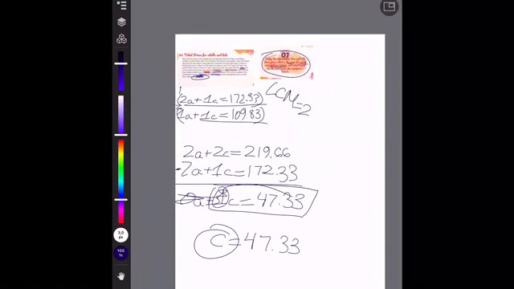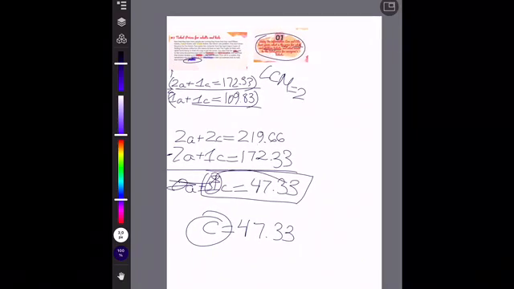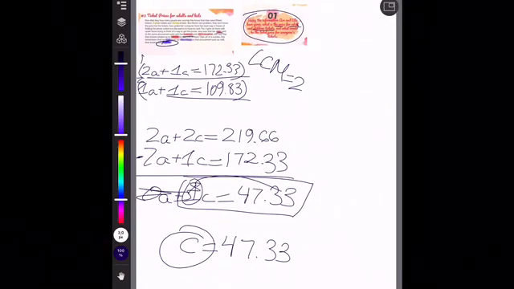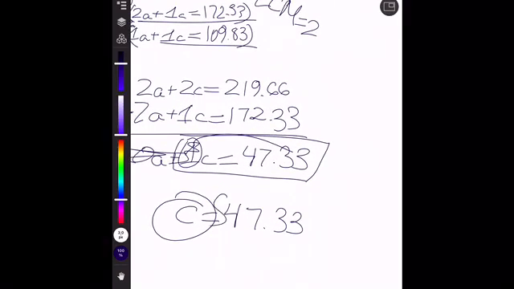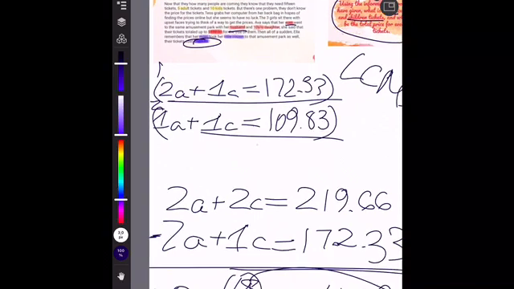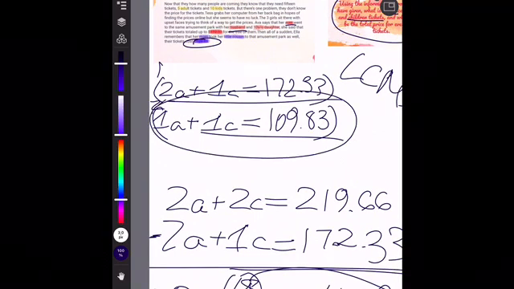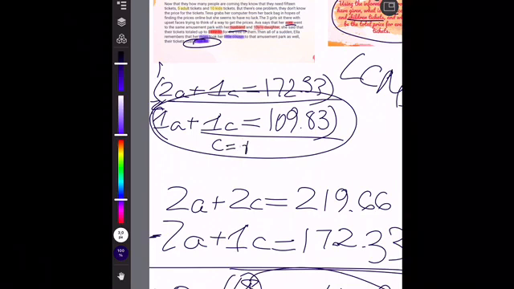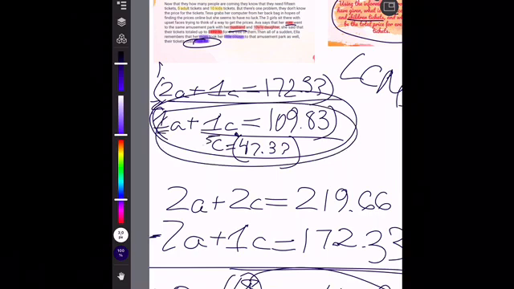Now what does C represent? C represents the amount of children. So that means the children tickets cost $47.33. Now to find how much the adult tickets cost, you have to take one of these, let's say this one, and instead of putting the variable C, since we know that C equals the same thing, equals this, we can just put this in brackets instead of the C.